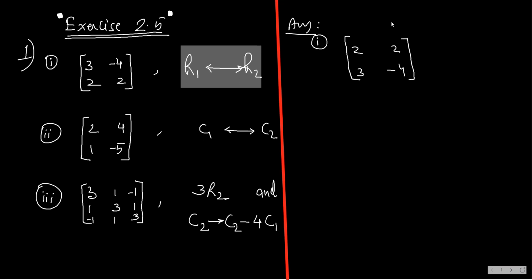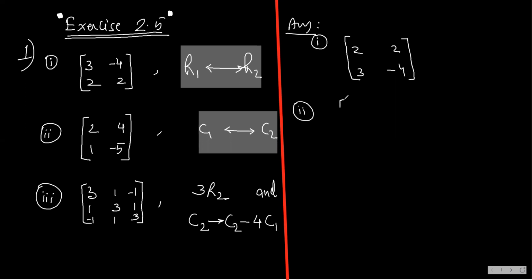Now the second one. In the second one we have C1 interchange to C2. We will interchange C1 and C2. So you have 4, minus 5, to 1. This is C1 interchange to C2. Then we have the answer for the third one.